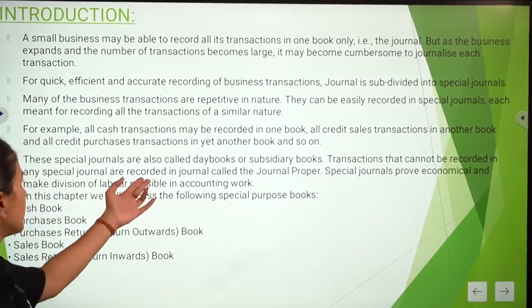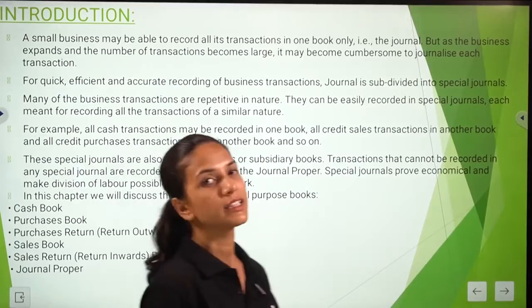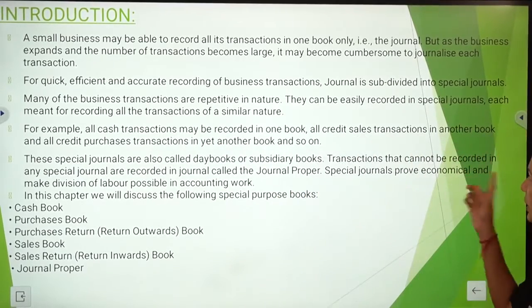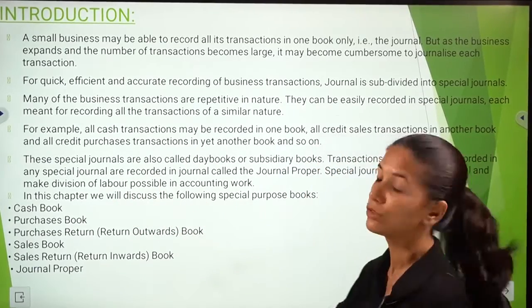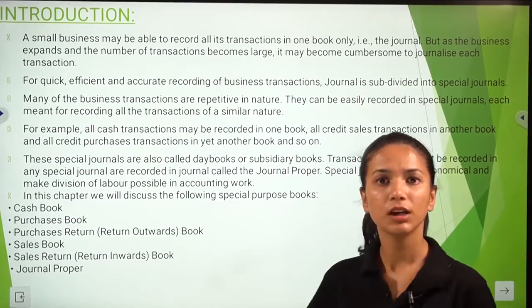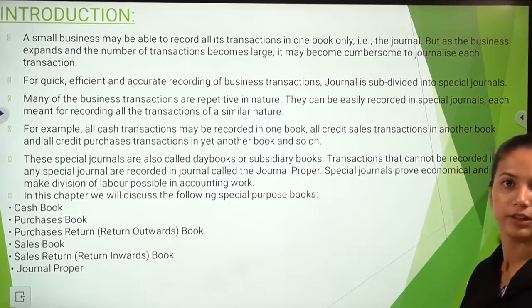These special journals are also called day books, or they can be called subsidiary books. Transactions that cannot be recorded in any special journal are recorded in the journal. Those transactions that can't be recorded in any other special books are recorded in a journal, and it is known as journal proper.